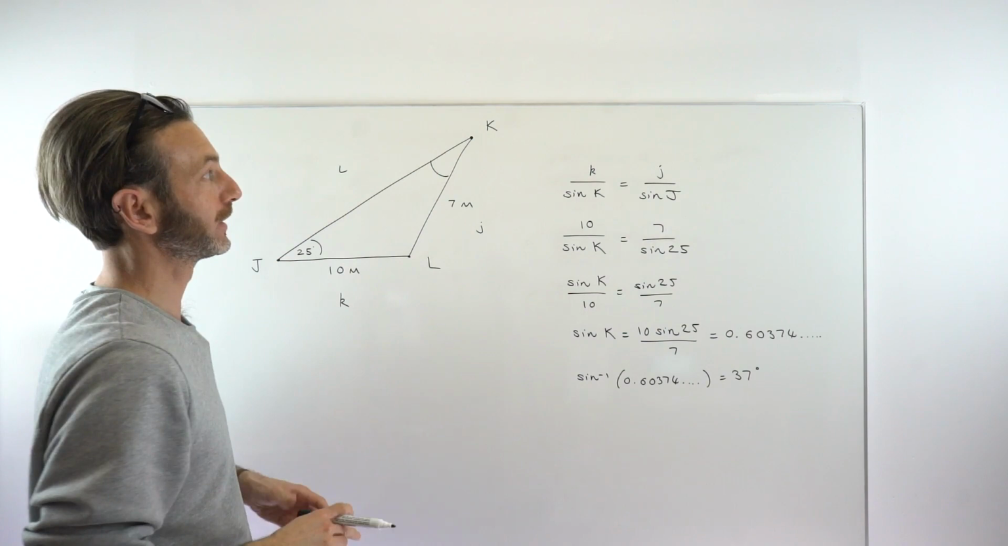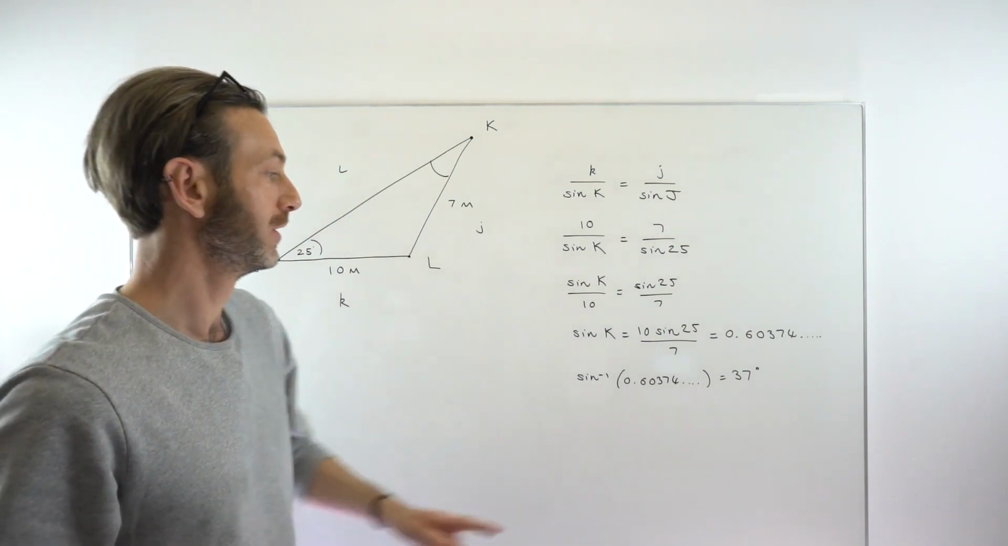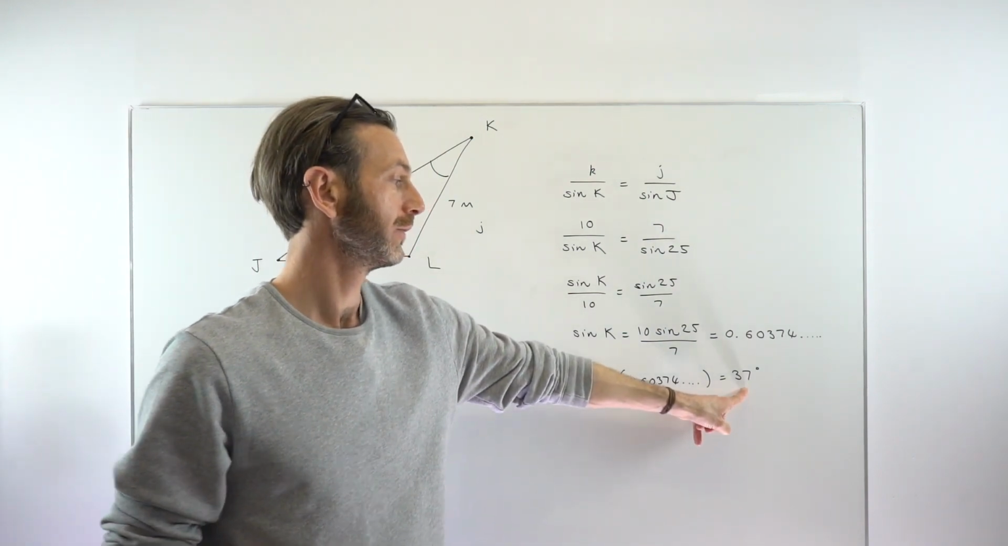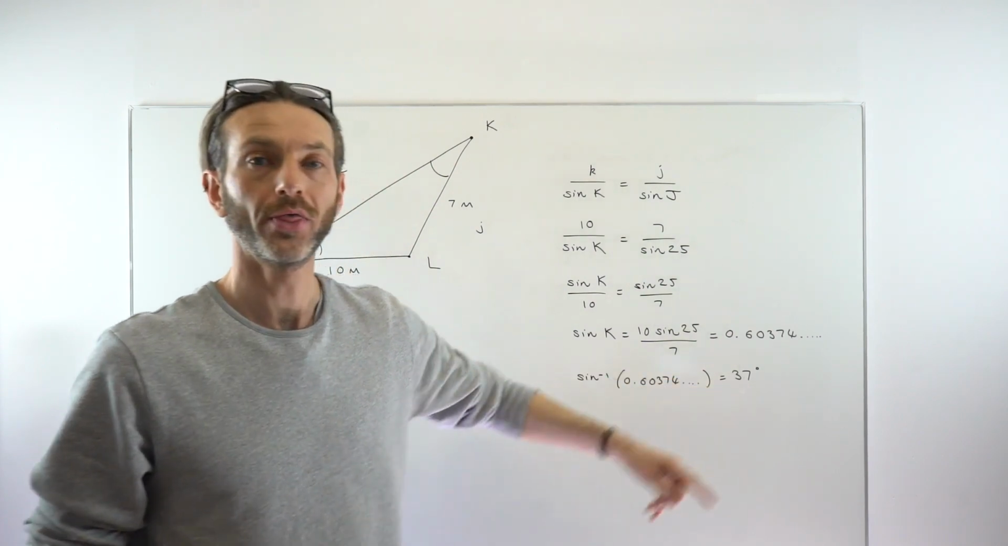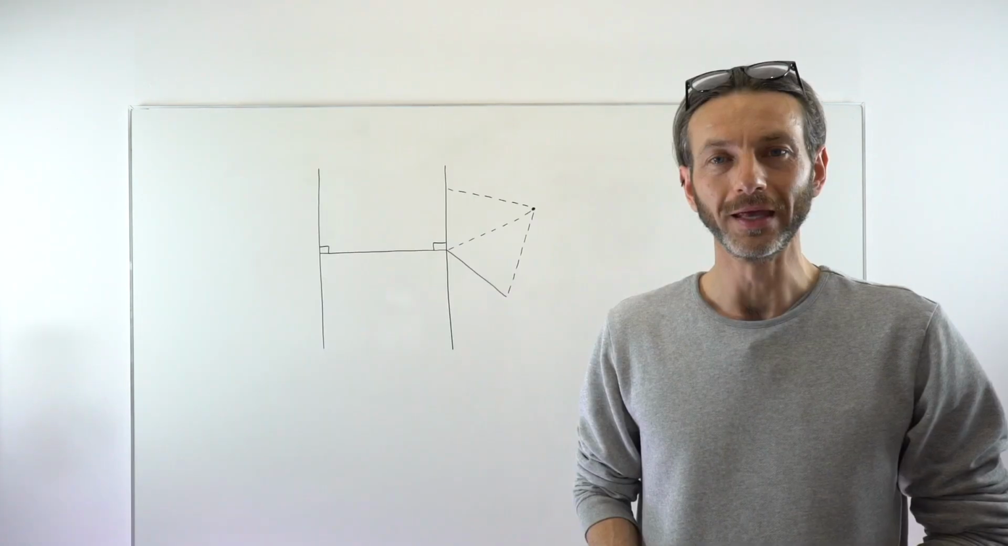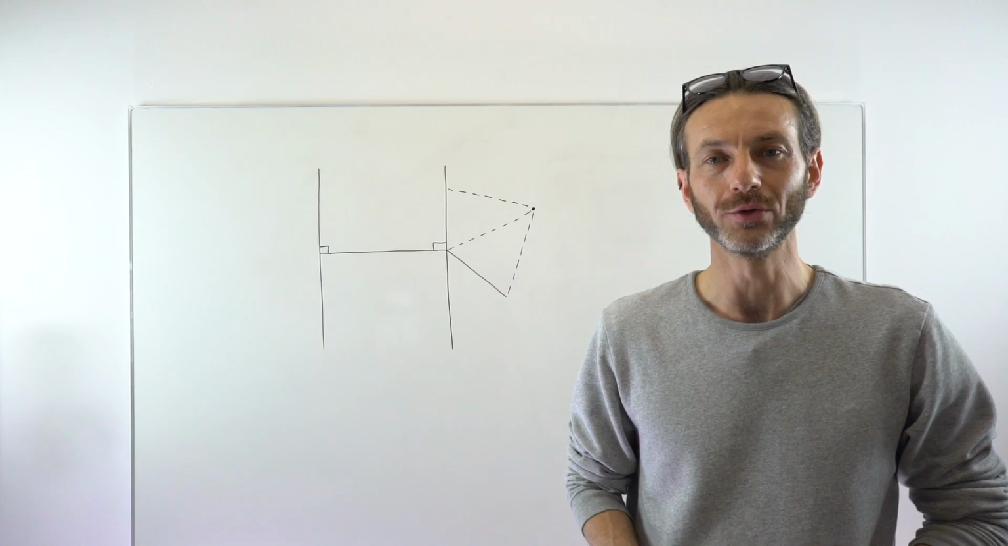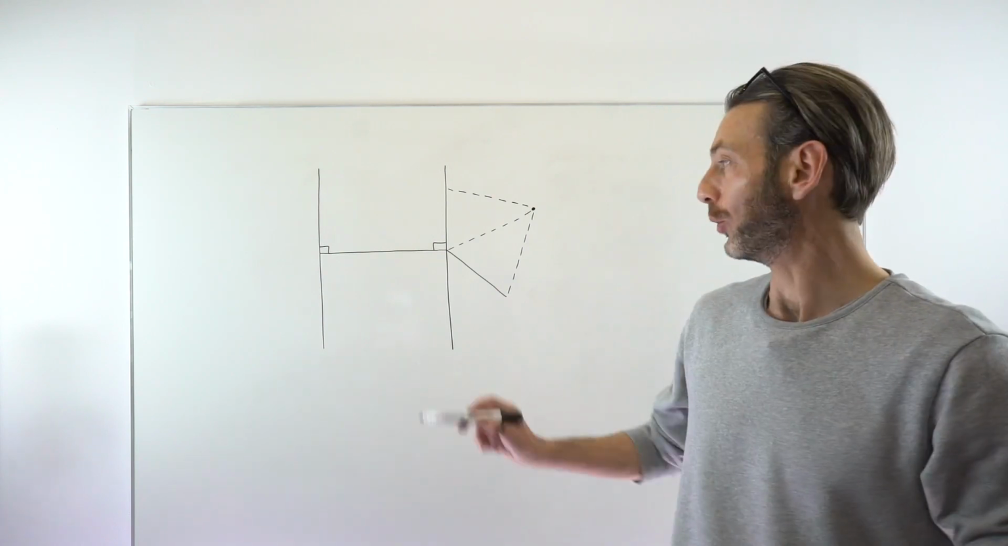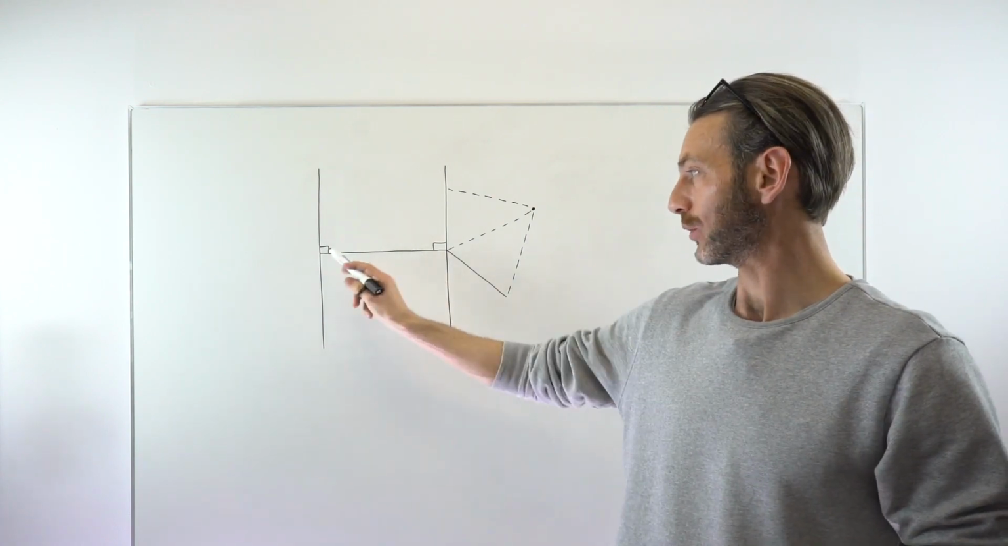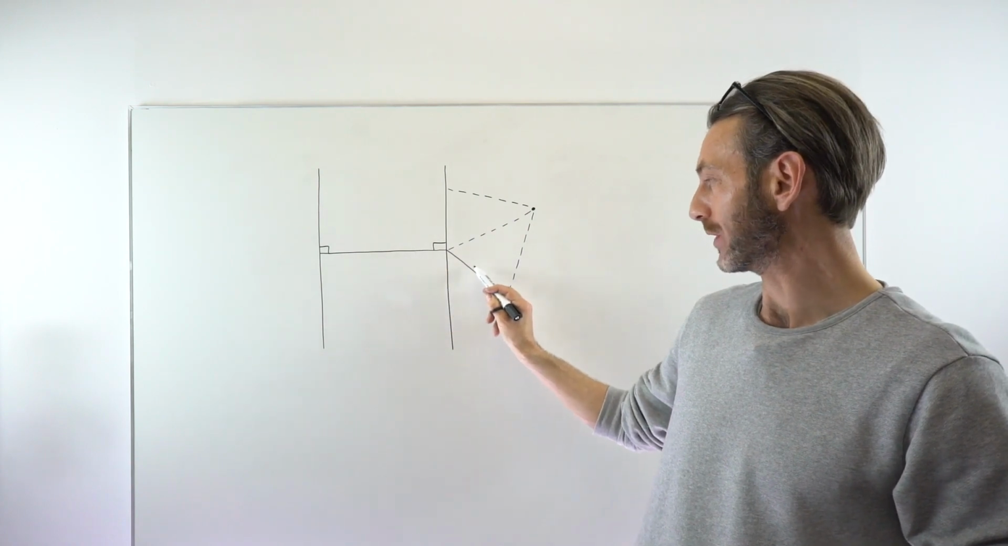Yeah, so just by looking at the diagram, it does kind of make sense. So that's the angle there for JKL, 37 degrees. In question 5, we're trying to find the size of the shaded angle. The shaded angle is from this horizontal line all the way to this line here.